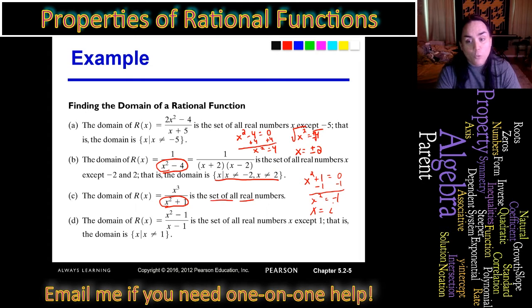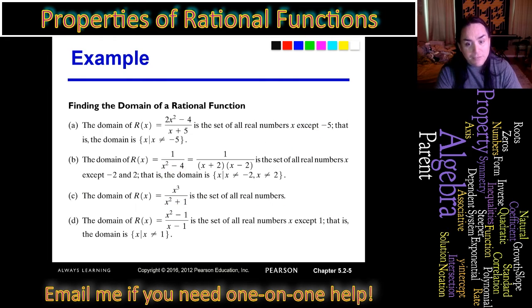So all real numbers are going to be in my domain. No number on a number line is ever going to make this denominator equal to 0, because anything you square will be 0 or positive. And when you add 1 to a 0 or a positive number, it's always going to be positive. So all real numbers.